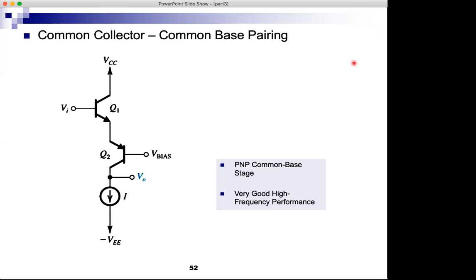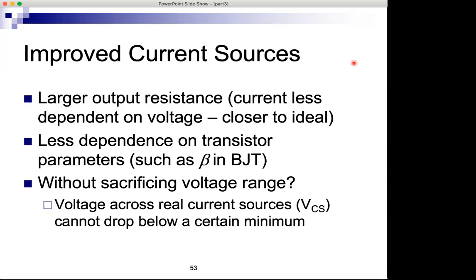The next topic that we will talk about is improved current sources. We discussed current sources early on in the semester, and we saw how we can build a simple current source by mirroring a reference and using just one BJT or one MOSFET. And we calculated the output resistance, and we said that if we use one transistor, the output resistance of the current source would be the small RO of the transistor.